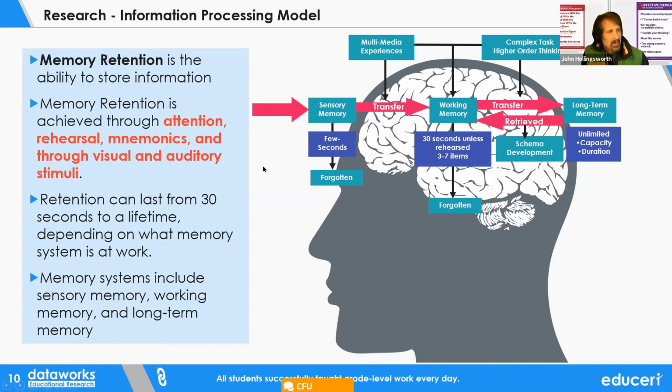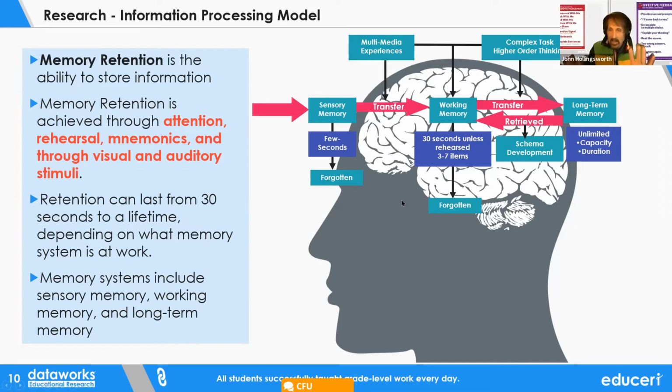What we're trying to do is get from what the teacher is talking about to long-term memory. So let's read how we do it. Ready, go. Memory retention is achieved through attention, rehearsal, mnemonics, and through visual and auditory stimuli. Attention is what I'm cueing you to do. Rehearsal is like I read it, then you read it, pair share, explain to your partners. And we have the visual and auditory right here.